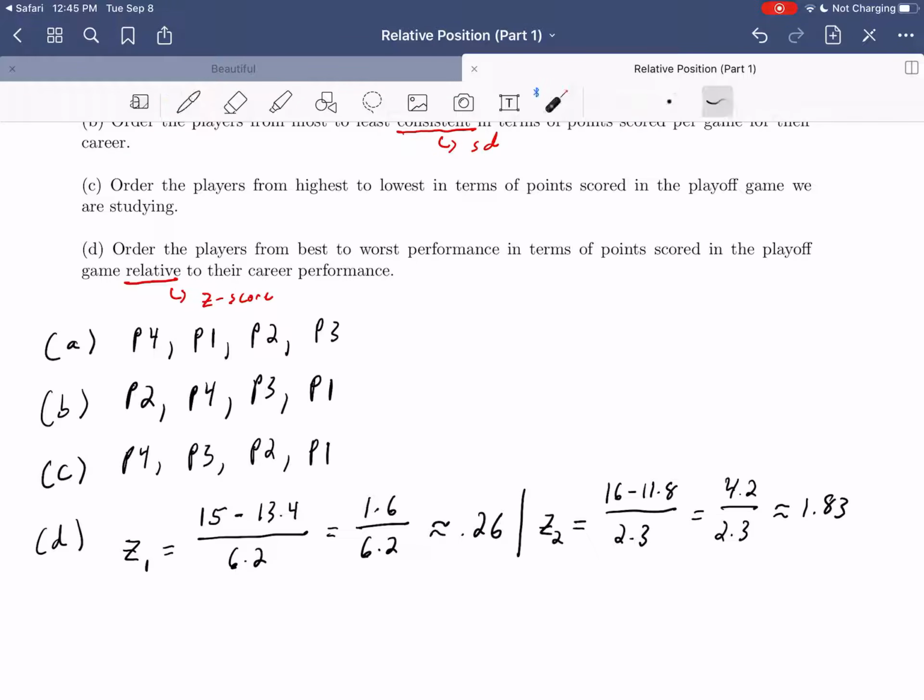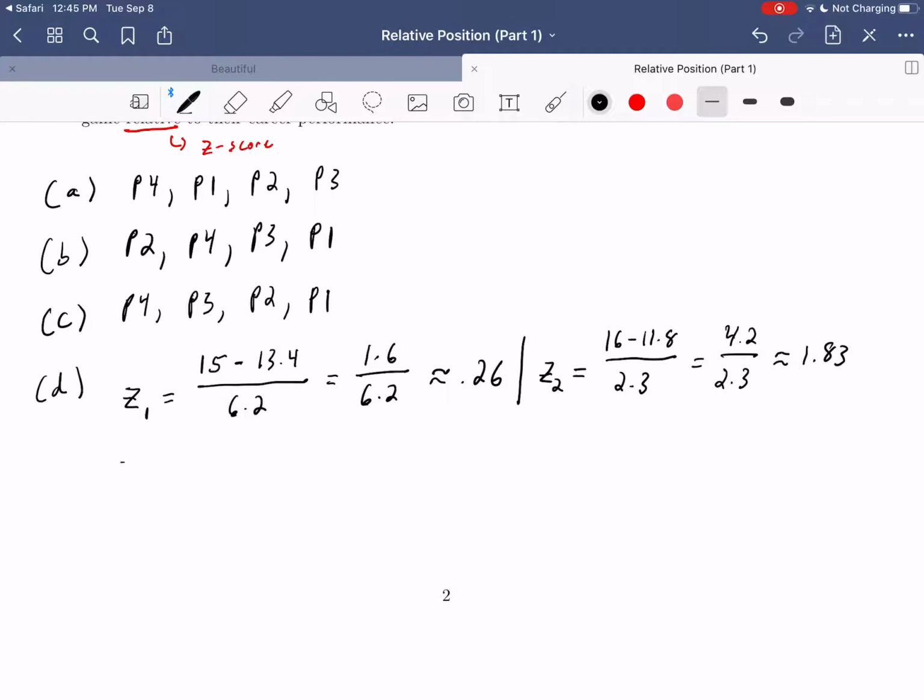So notice that they were close to 2 standard deviations above average. Why is that? Because remember, that particular player, player 2, has very little deviation. So to be 4.2 points above their average is quite significant, given that they generally didn't have a lot of variation in their career.